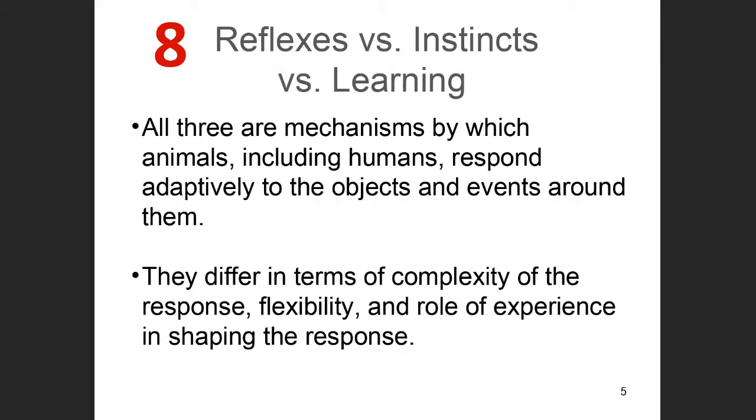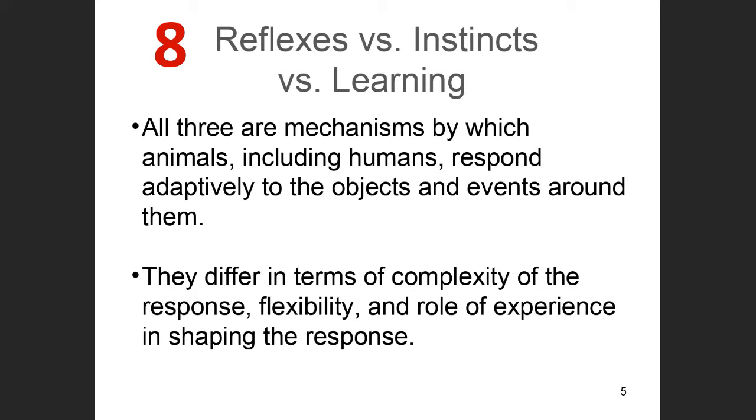Okay, so reflexes and instincts and learning, they're all three mechanisms by which animals, including humans, respond adaptively to the objects and events around them. But they differ in how complex they are, how flexible they are, and also whether or not experience shapes the response. So reflexes and instincts are much more simple than learning because learning is more involved.